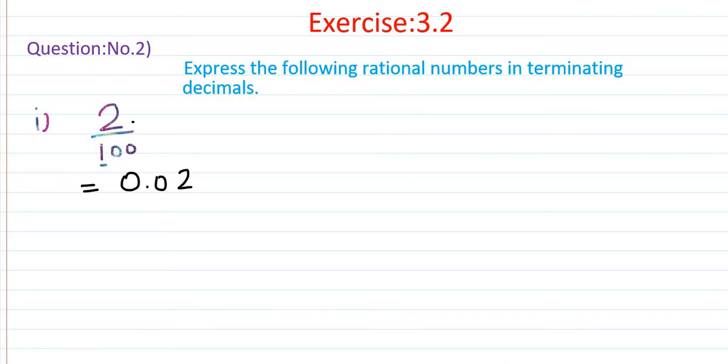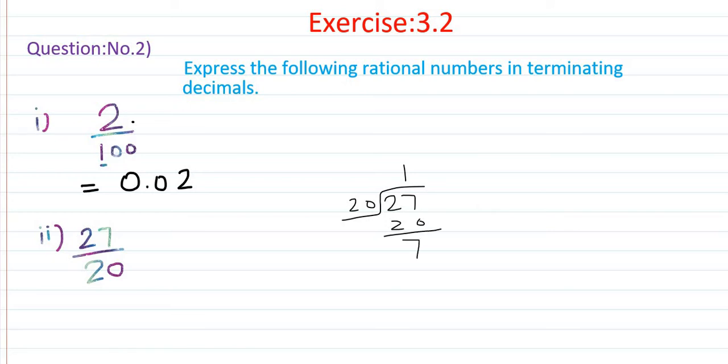And now part number two is 27 over 20. Here I divide 27 by 20. 2 ones are 20, remaining will be 7. 7 is less than 20, that's why we place the point here. When we place the point, here we put 0.